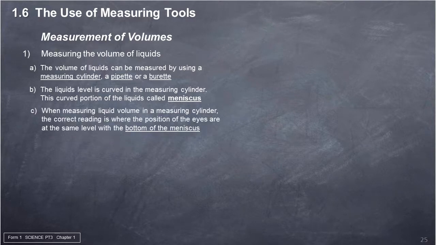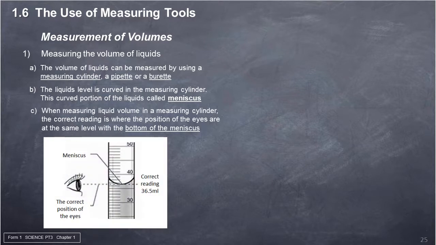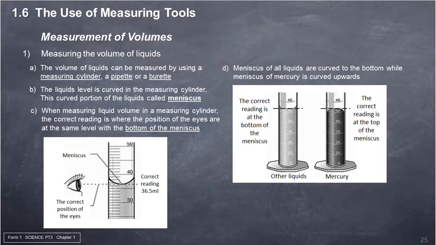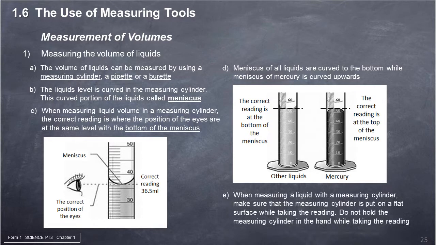C. When measuring liquid volume in a measuring cylinder, the correct reading is where the position of the eyes is at the same level as the bottom of the meniscus. D. The meniscus of all liquids is curved downwards, while the meniscus of mercury is curved upwards. E. When measuring the liquid with a measuring cylinder, make sure that the measuring cylinder is put on a flat surface while taking the reading. Do not hold the measuring cylinder in the hand while taking the reading.